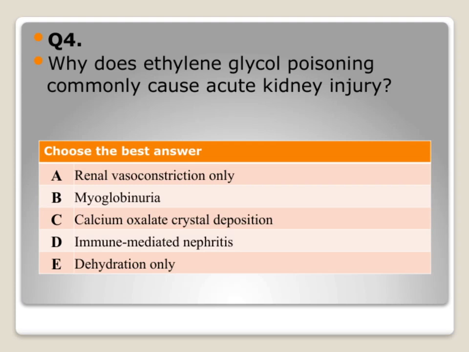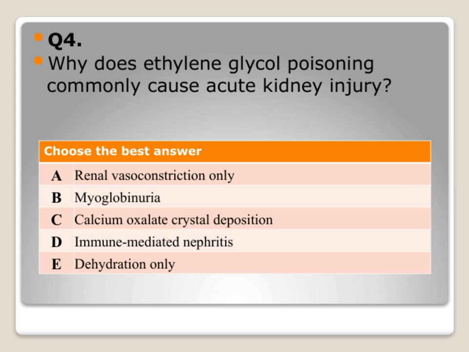Let's take a closer look at why ethylene glycol poisoning often leads to acute kidney injury. The correct answer here is B, myoglobinuria. When someone ingests ethylene glycol, it gets metabolized into toxic compounds that can cause significant damage to the kidneys. One of the key mechanisms involved is muscle breakdown, which releases myoglobin into the bloodstream. This myoglobin then gets filtered by the kidneys, leading to a condition called myoglobinuria. Myoglobin in the kidneys can cause obstruction and oxidative damage, which impair kidney function. This is why we often see acute kidney injury in cases of ethylene glycol poisoning.